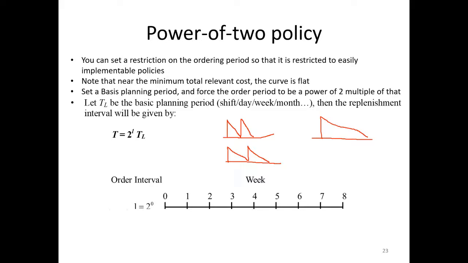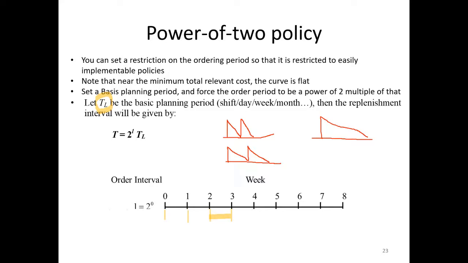This is actually exactly what the power of two policy offers here. So the idea here is, well, in the beginning, you can define specific points of time, like the ones illustrated here in this timeline, and the length of the ordering cycle in that line is fixed, which we call here the basic planning period. And this basic planning period is denoted as T sub L. This could be one shift, 1 day, 1 week, 1 month.